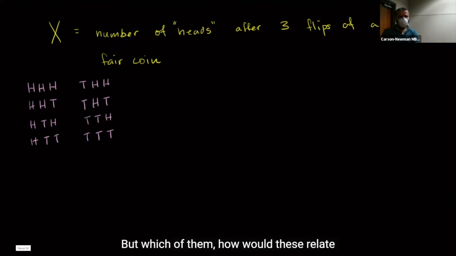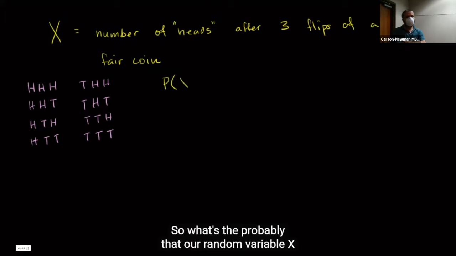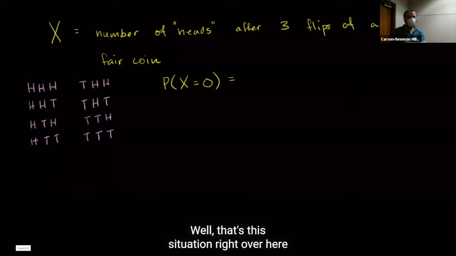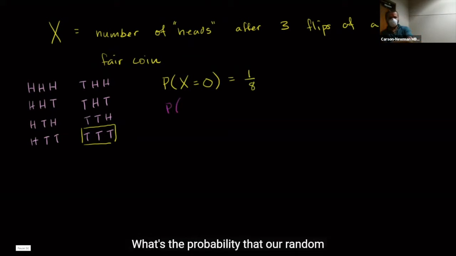But how would these relate to the value of this random variable? So let's think about what's the probability. There is a situation where you have 0 heads. So we could say, what's the probability that our random variable X is equal to 0? Well, this situation right over here where you have 0 heads, it is 1 out of the 8 equally likely outcomes. So that's going to be 1/8.